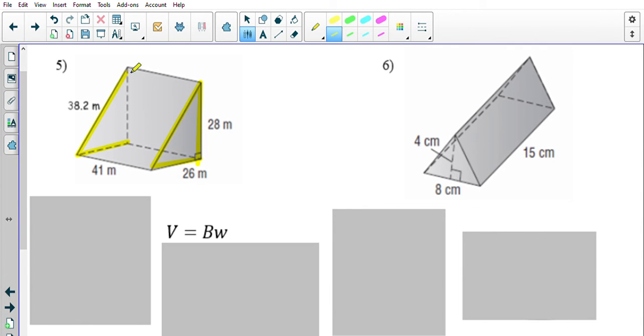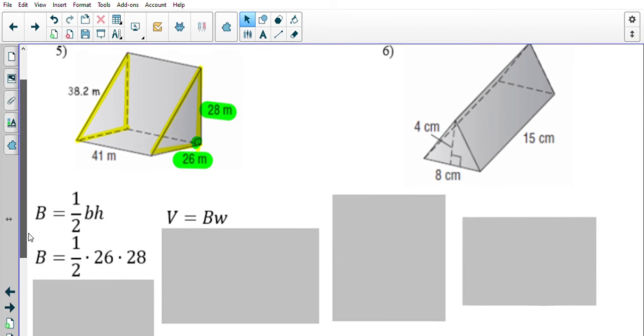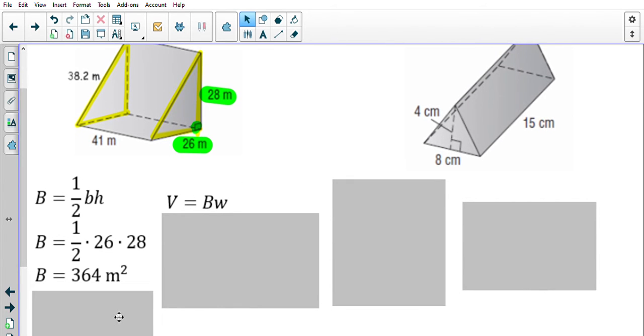So let me go ahead and outline those bases in yellow for us. The base and height have to intersect at a 90-degree angle, and I do indeed see a 90-degree angle right down here. So the base and height of my triangular base will be 26 and 28. So I'll do half times 26 times 28. The area of the base is going to be 364 meters squared.